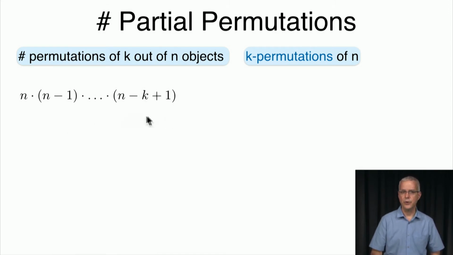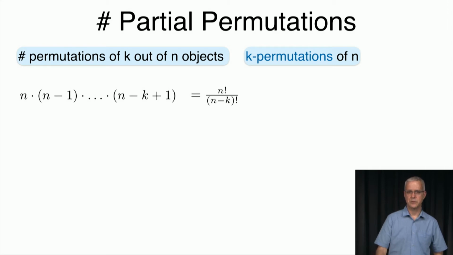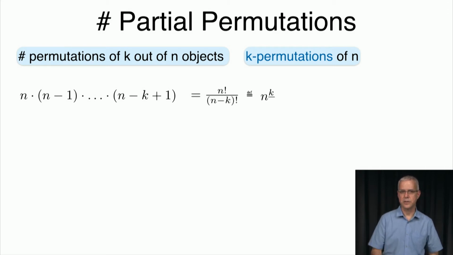And this number, we can easily see that we can continue it, if you want, times n minus k all the way down to times 1, and then divide by the same thing. So we get that this is n factorial divided by n minus k factorial. And we denote this by n to the k with an underline.